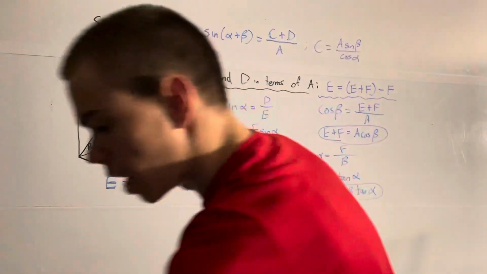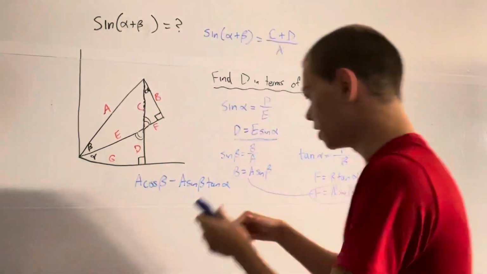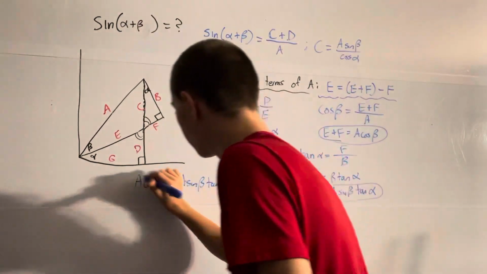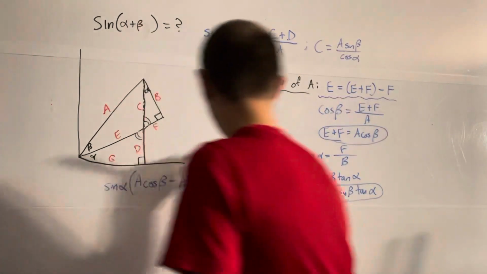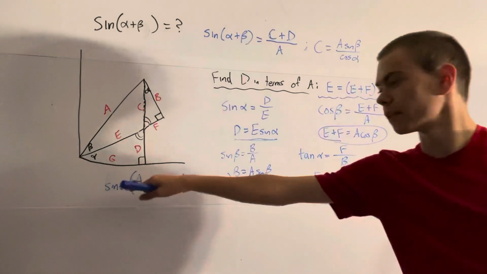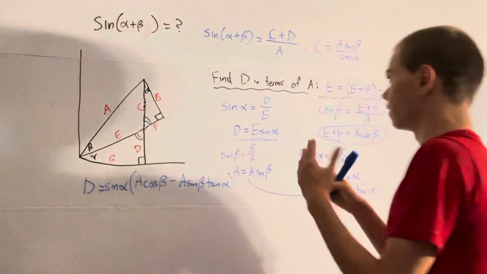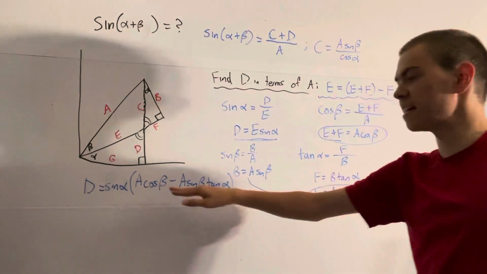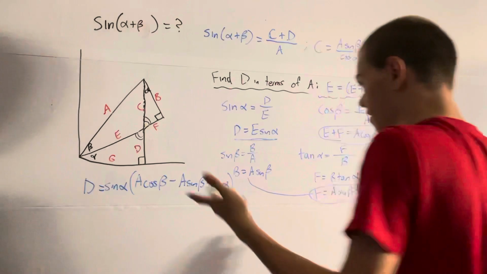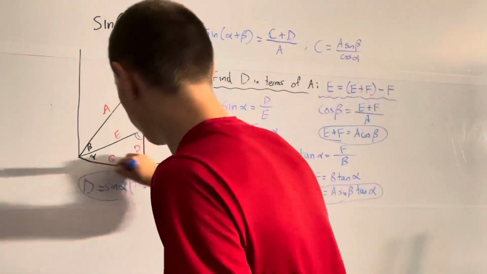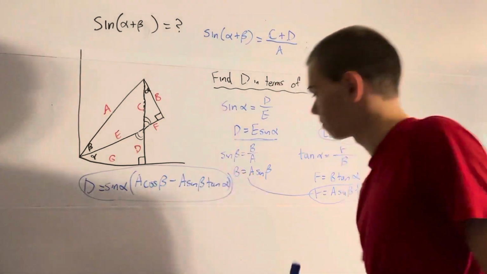So, just to simplify, this is E, right? We already know that this is E. If we multiply this by the sine of alpha, we get D. This is D. So as a result, this is D in terms of A. We found it. There it is. So yeah, this is D in terms of A. I'll just quickly circle it. And there it is. That's pretty much it.